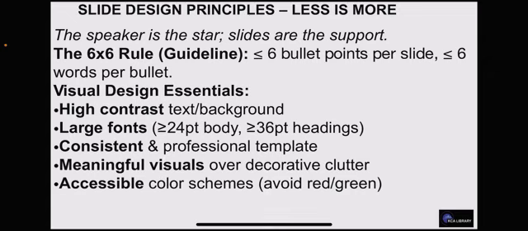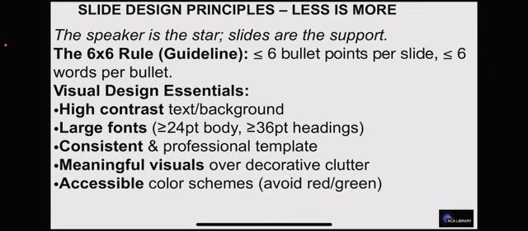Now the 6x6 rule guideline: 6 bullet points per slide, 6 words per bullet. Now visual design is essential. Make sure there is high contrast between text and background, and a large format. You have 24-point body and 36-point headings. Make sure you use consistent and professional templates.